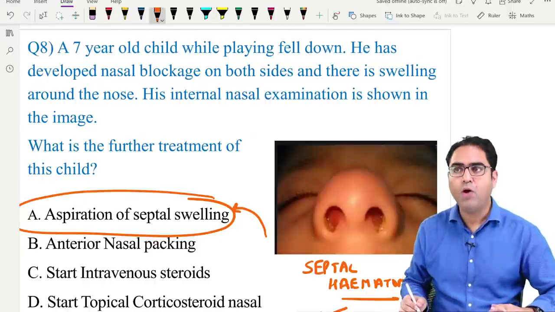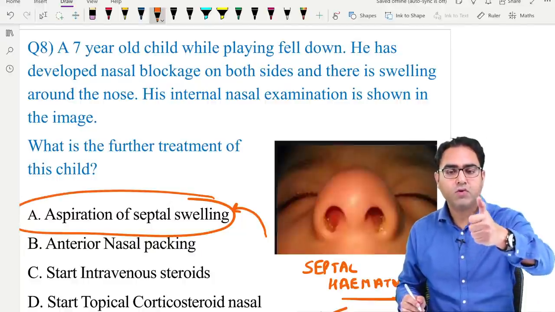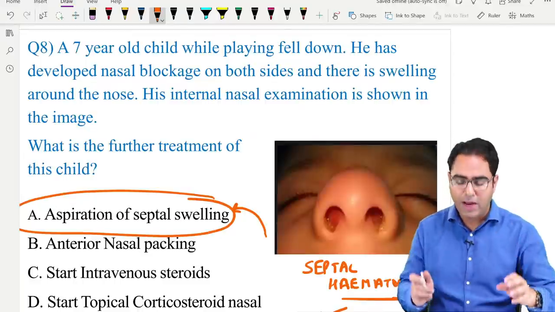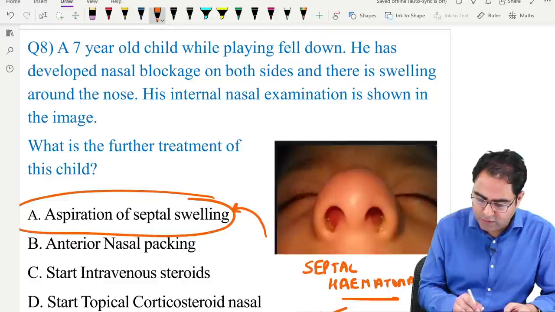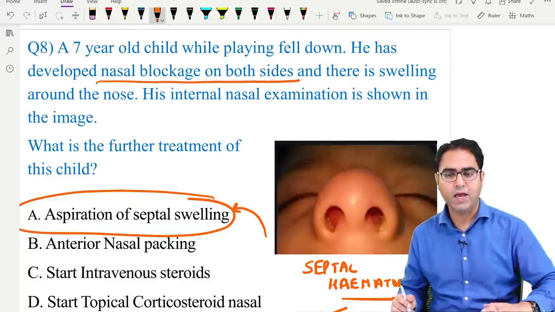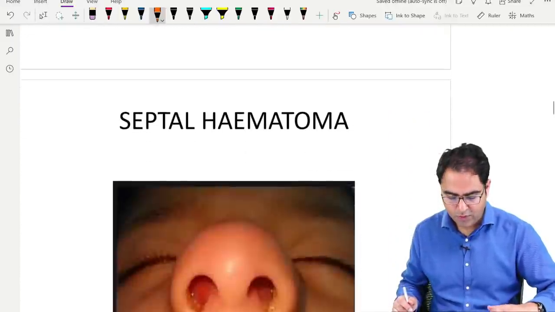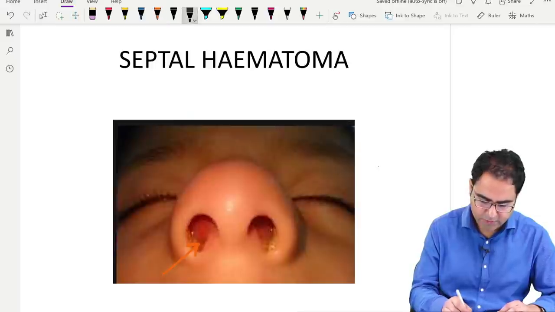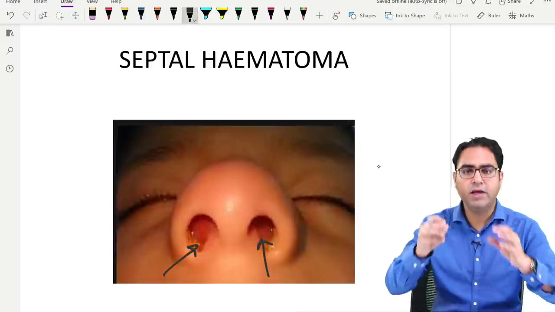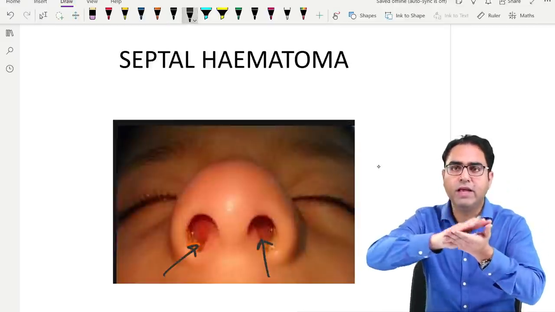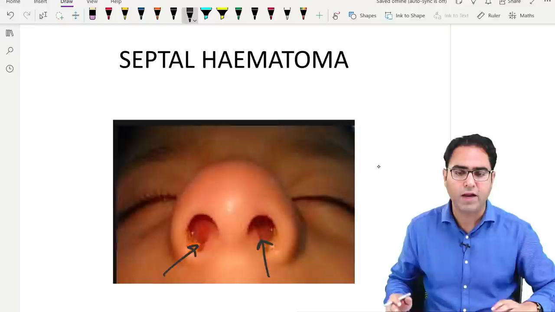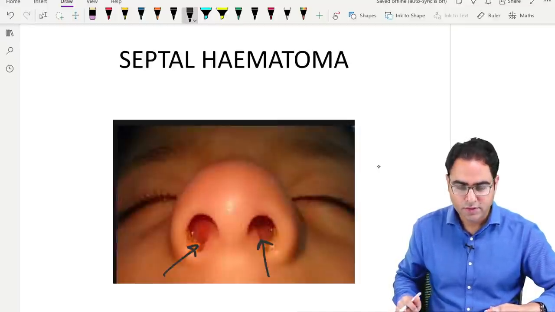How would you do it? The trauma history is there, and there is bilateral nasal swelling. Please do remember, bilateral is a key word here. Bilateral means it's a septal hematoma, because he has nasal blockage on both sides. So bilateral nasal blockage and nasal swelling after trauma is a 100% clue for septal hematoma, and mark the answer as aspiration of septal swelling. Okay, fine. Next one.